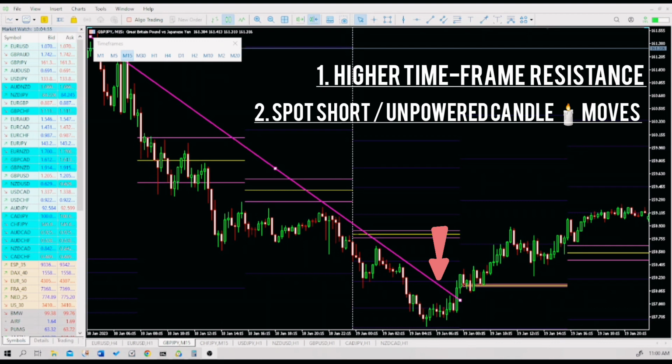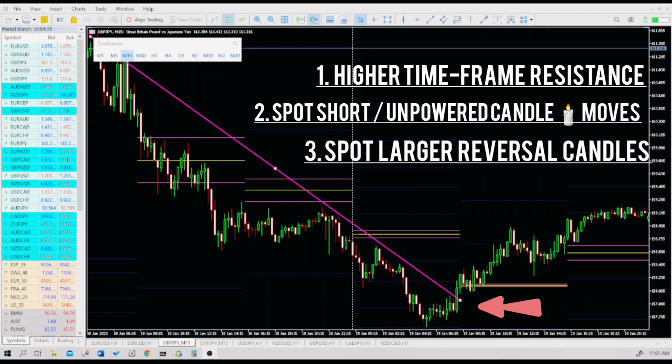For instance, when you see very short or unpowered candle moves, you must also have it in mind that the market is likely to reverse or the trend is likely to end. The third criteria you must check is larger reversal candles. When the candles opposite the direction of the trend are getting larger, it means there is more opposite force coming into the market. That too tells you that the market is trying to reverse.